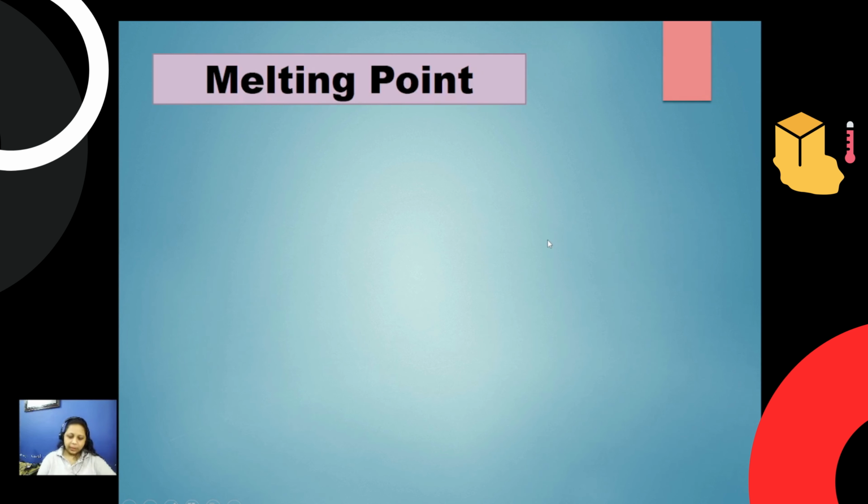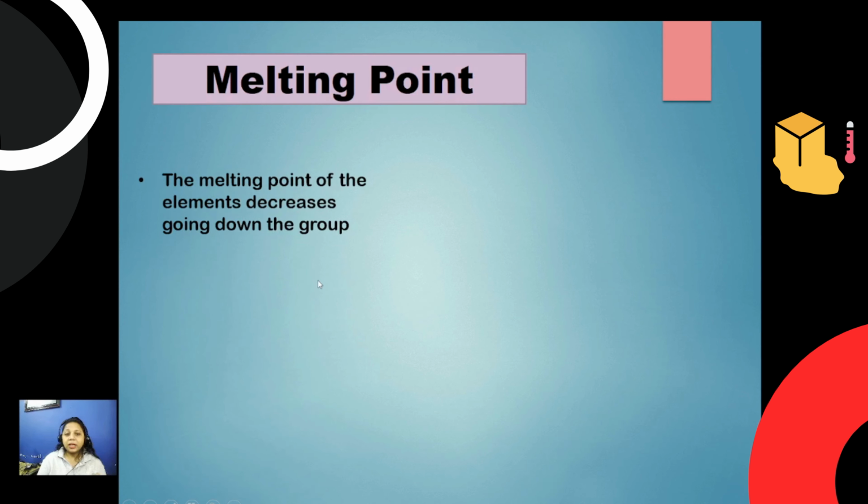Then the next one is the melting point. That is also a very important one. It depends upon how easy it is for a substance to melt, or what type of heat is required to remove the electrons or make the bonding really weak. The melting point of the elements decreases down the group because when we talk about beryllium, the size is small. The nucleus has a greater hold on the outermost electrons, so they are difficult to release. So they have a high melting point.